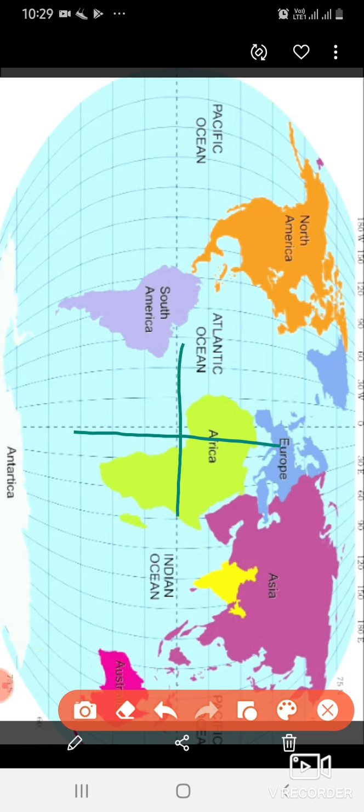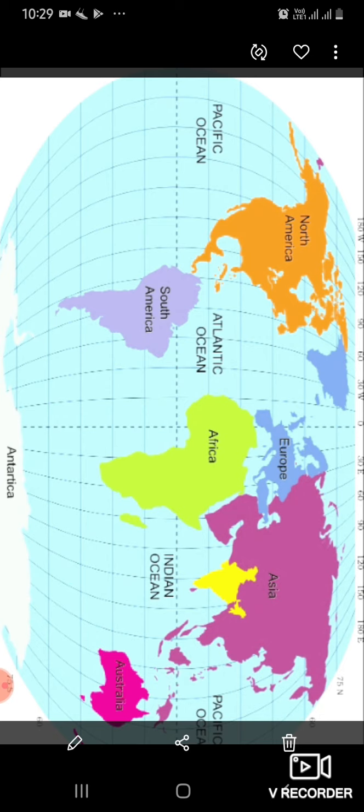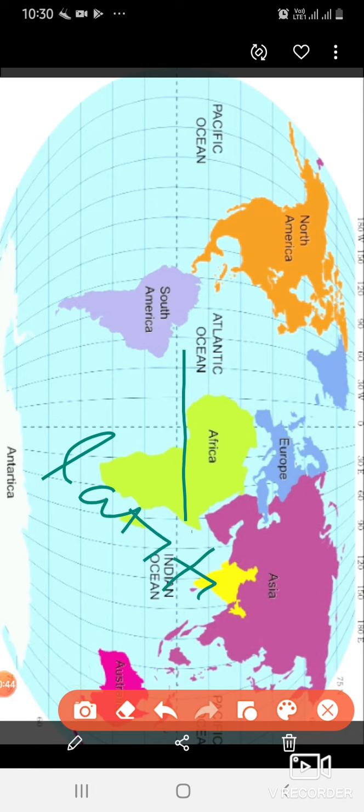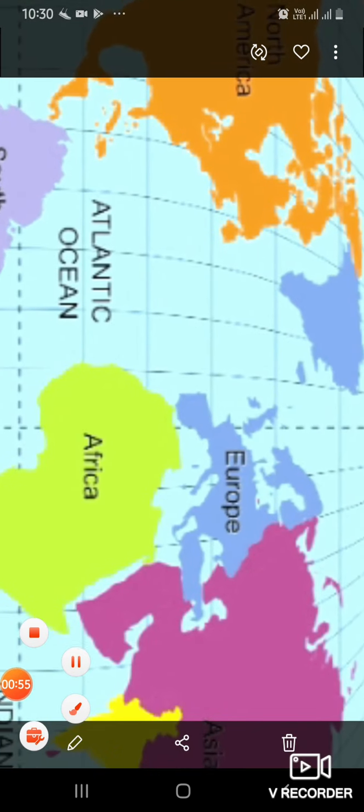The lines which are vertical are called longitudes, which decide the time and date, whereas the horizontal lines are latitudes, and we get an idea about the degrees and distance with the help of latitudes. Now children, just look at this 0 degree.